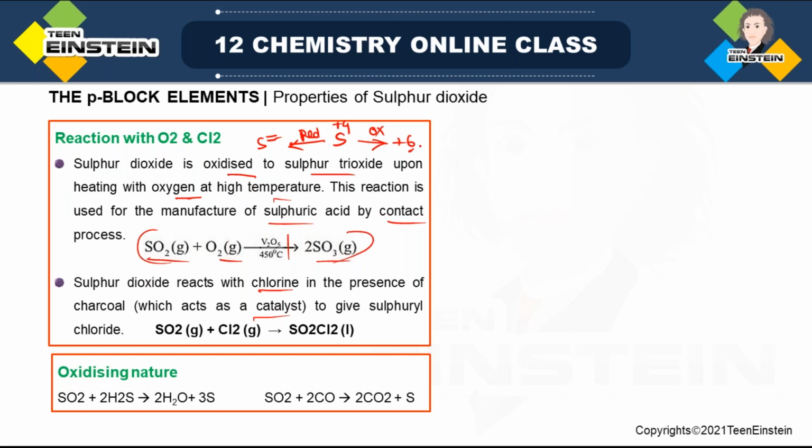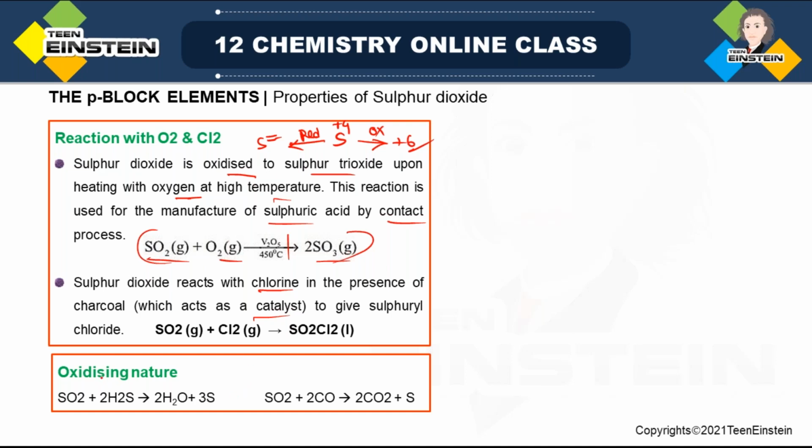Suppose if it has oxidation state +6, then further oxidation is not possible, because that is the maximum oxidation state of sulfur. But in case of SO2, as sulfur has an intermediate oxidation state, it can switch to any of these species, S2- or +6, depending on what type of reagent you are using.